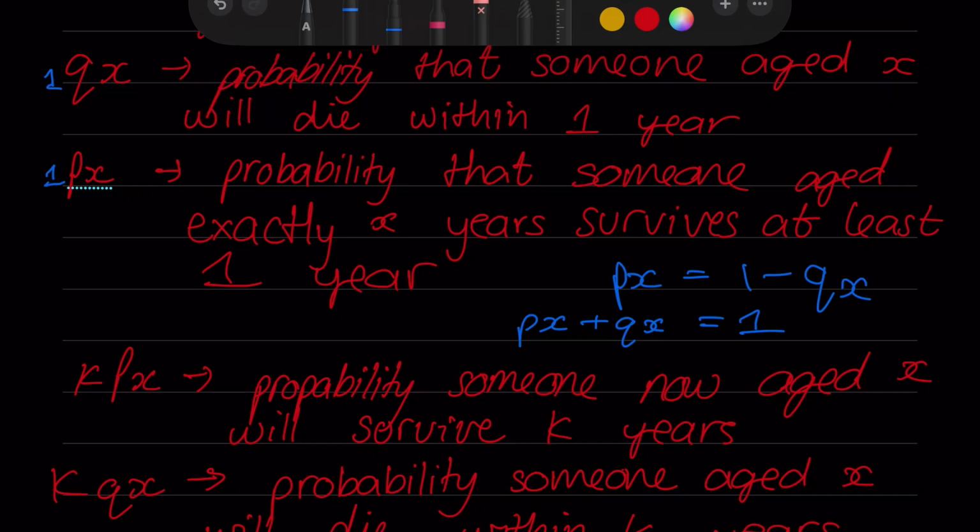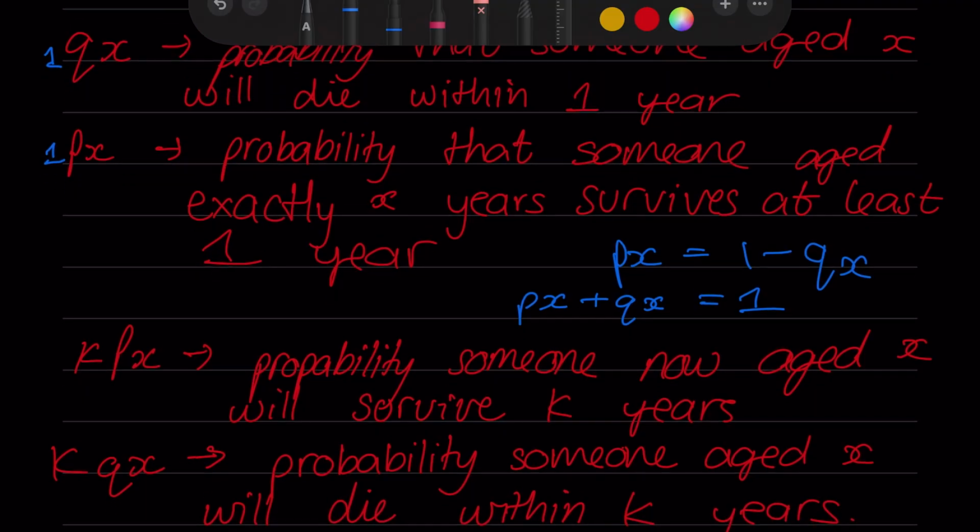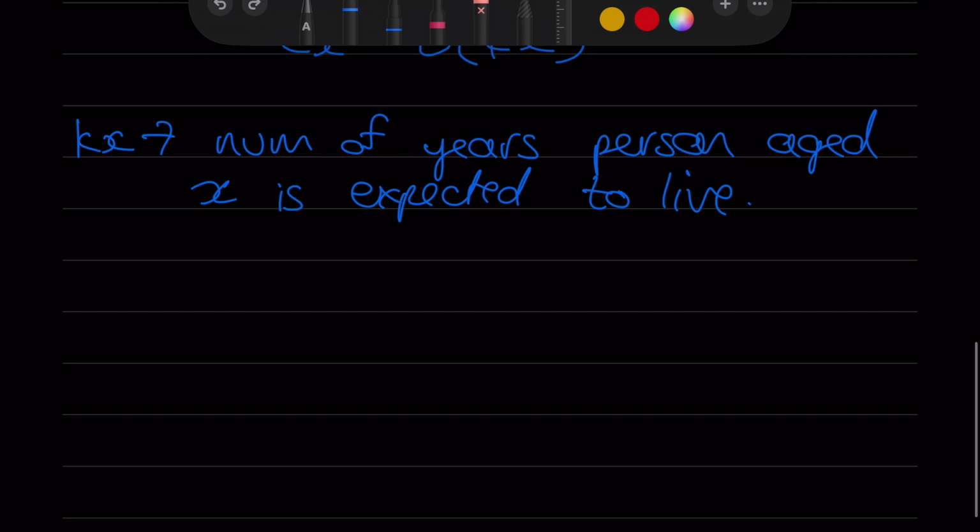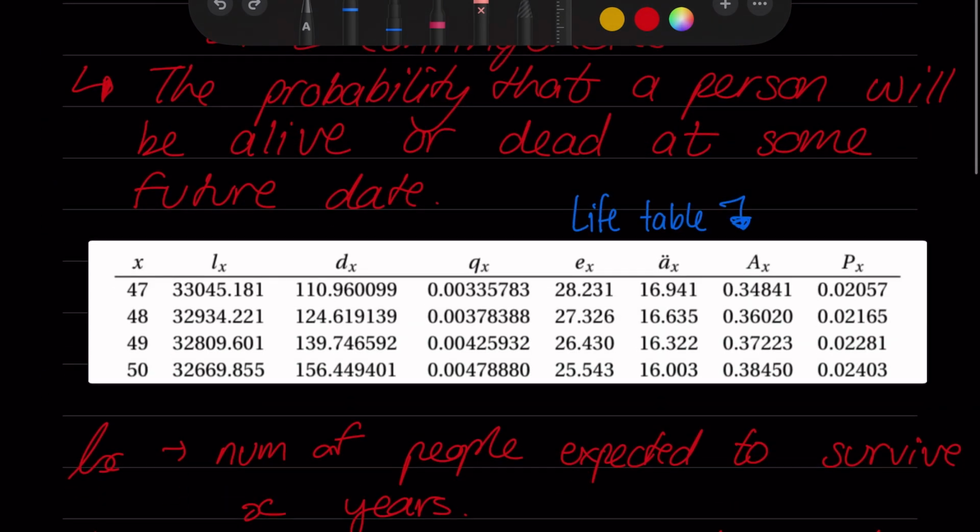So it should make sense that kpx is the probability that someone now aged x will survive k years. And then the same for q. The probability of someone aged x will die within k years. That's the q. Sorry, a bit of a mishap there.